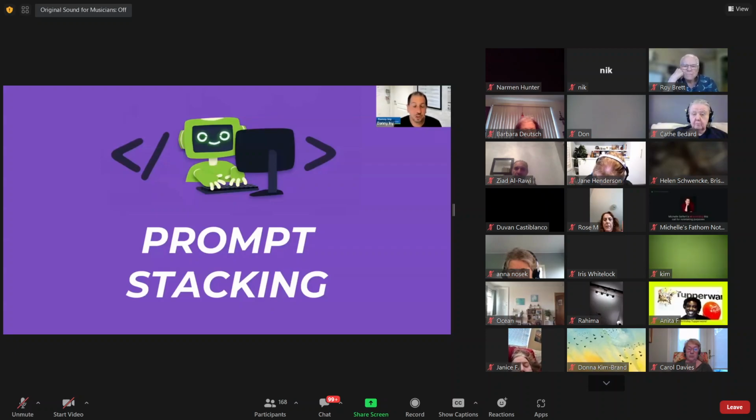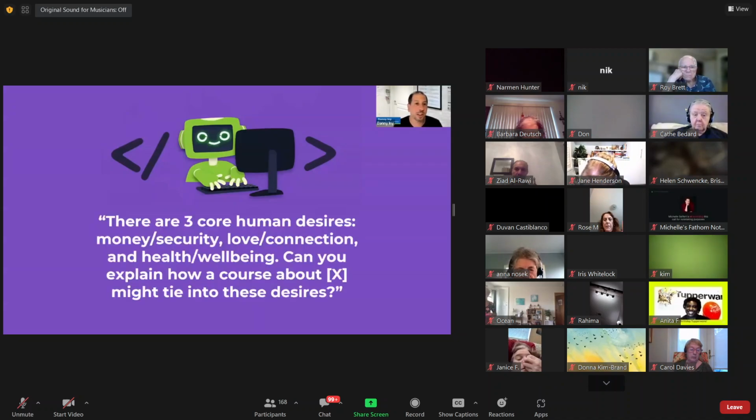So you can actually use prompt stacking to go deeper and deeper, just like you would with a 5 whys exercise. Or you could just ask it to do all of those steps in one shot with a prompt like this. There are 3 core human desires: money and security, love and connection, and health and well-being. Can you explain how a course about fill in the blank might tie into those desires?